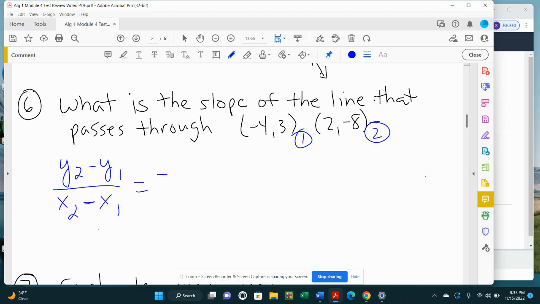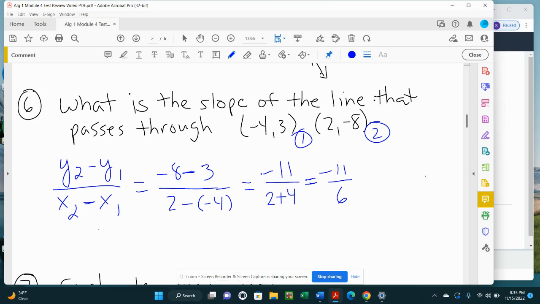Remember, we have an x and a y value of each one, so this is x, y, x, y. So then we do -8 minus 3 over 2 minus a -4. Okay, so we're always subtracting. x1 is -4. That's why I put it in parentheses like that. In the top, we have -8 minus 3, which is -11. And that's 2 plus 4 in the denominator. That equals -11 over 6. And again, writing it as -11 over 6 is probably better.